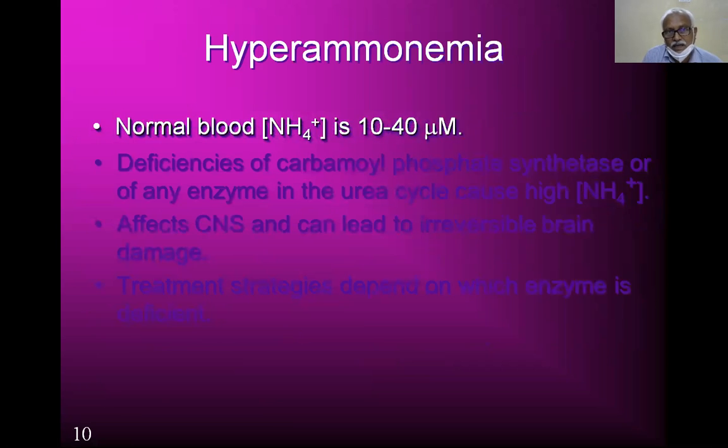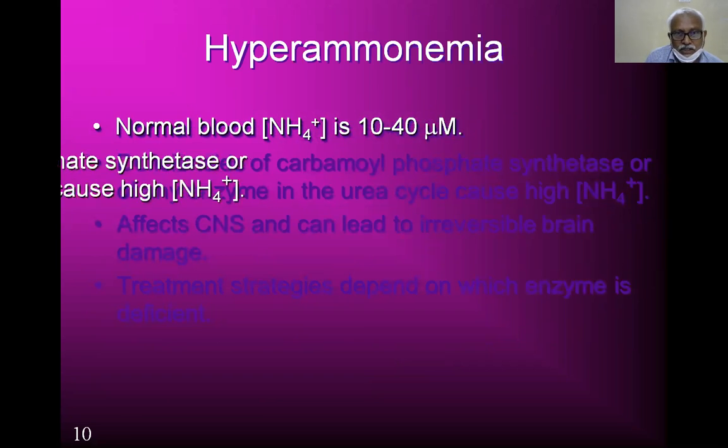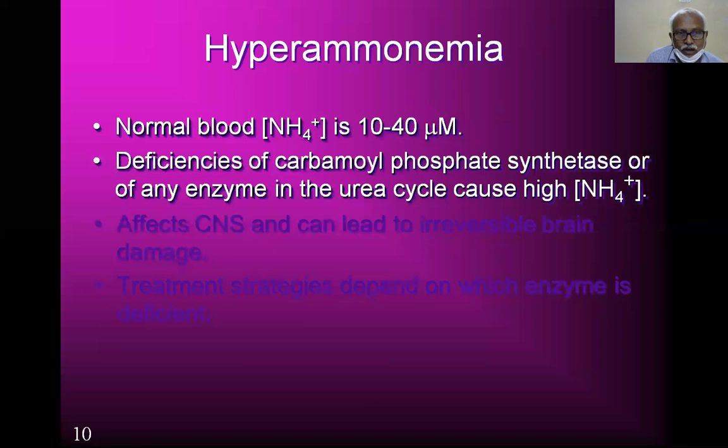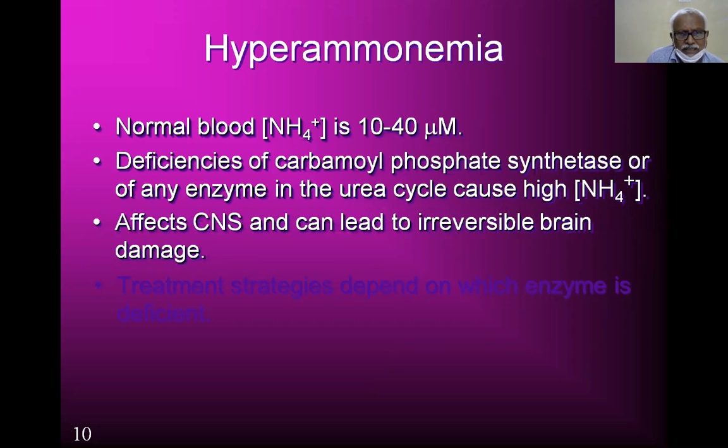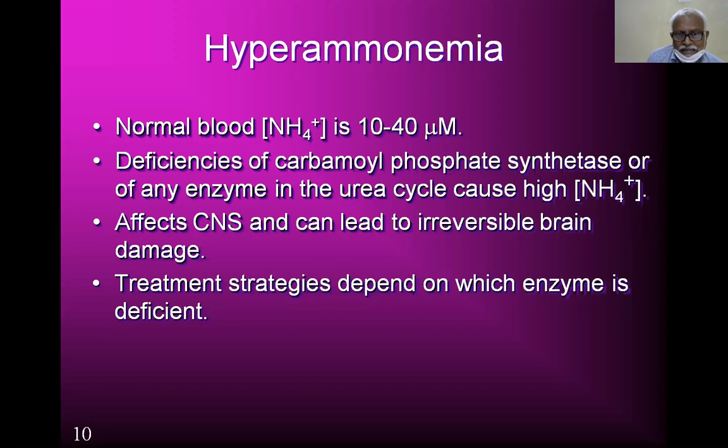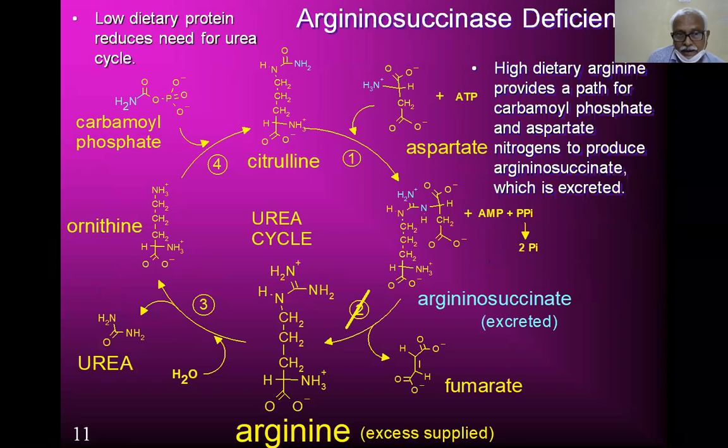Normal blood ammonium ion is 10 to 40 micromoles. Deficiency of carbamoyl phosphate synthetase or of any enzyme in the urea cycle causes high ammonia, which affects the central nervous system and can lead to irreversible brain damage. This is what we have to fear, and that's why active intervention is most essential as early as possible in the child, and that's why I am trying to give all this knowledge to you at this stage. Treatment strategies depend on which enzyme is deficient.